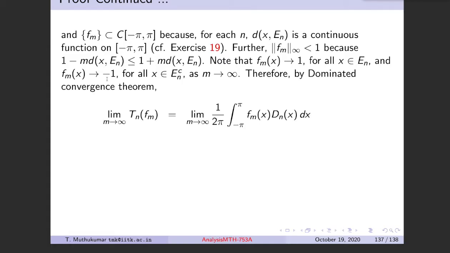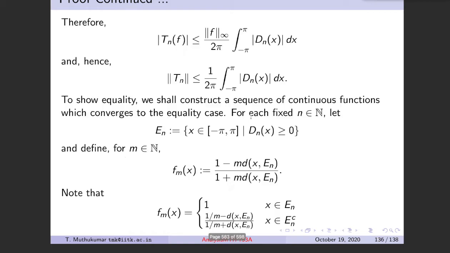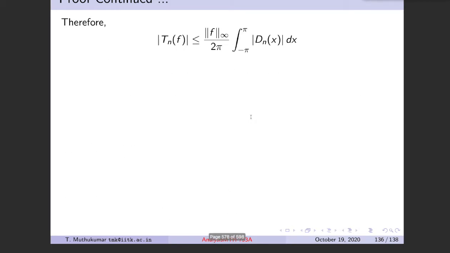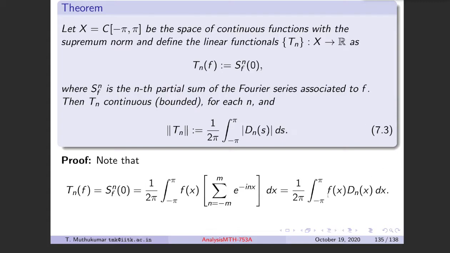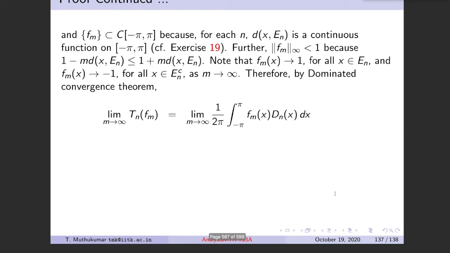Therefore, by the dominated convergence theorem, since we have pointwise convergence and it's also dominated here, the limit as m goes to infinity of Tn Fm is precisely the limit of this. This is by the definition of what we have already shown here: Tn Fm is the integral of Fm against dn, so you put Fm here. So the limit of this is the limit of that.